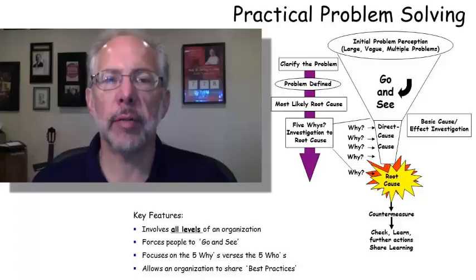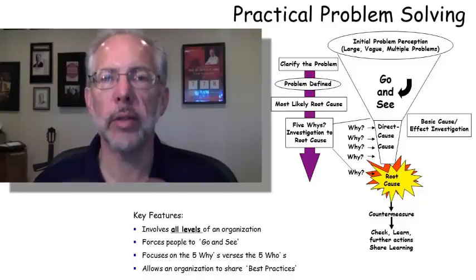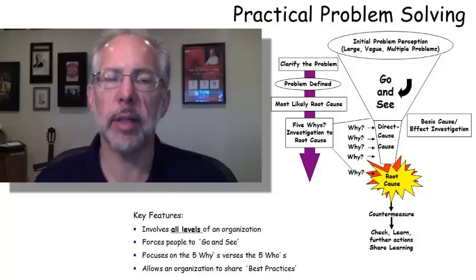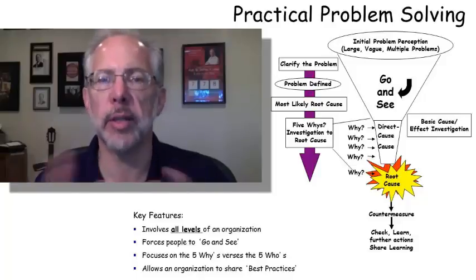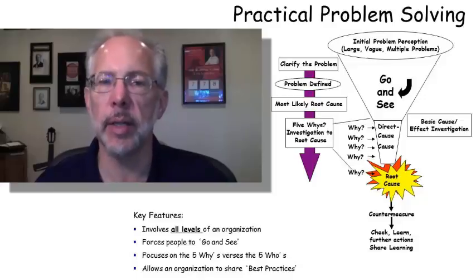And you're starting off by clarifying the problem. When we initially see a problem, it's usually large and vague. For example, we have a lot of turnover in this plant, and we have to do something about turnover. Where is the turnover happening? Is turnover really a problem? Under what conditions is it a problem? None of those things are defined. We just know we have turnover, people are leaving, we have to stop them from leaving.